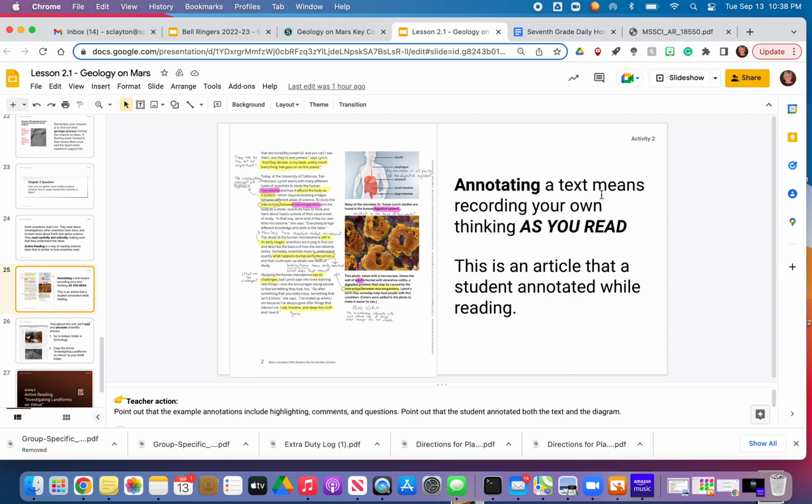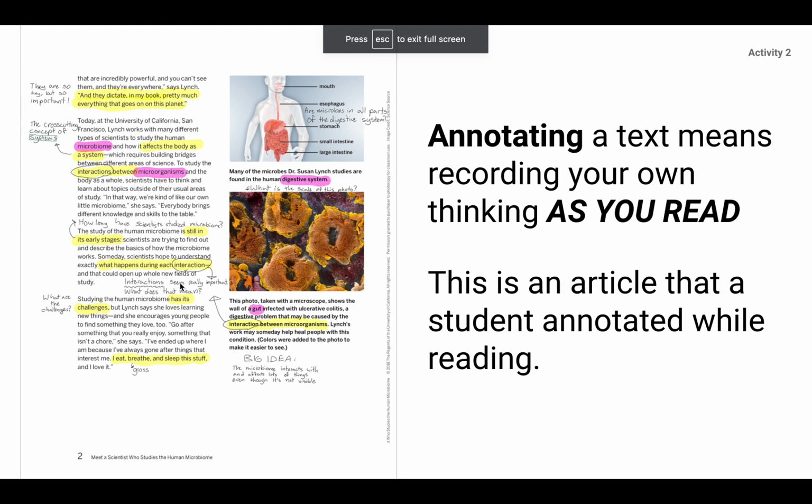So when I talk to you about annotating, I'm going to show you a big picture. This is an example from a different article. And annotating a text means that you're recording your own thinking as you read. So I think I talked to you guys before, if you've got some vocabulary words, like we've got landform, biosphere, geosphere, channel. We do have some vocabulary terms that might show up in the article that you're going to read for today.